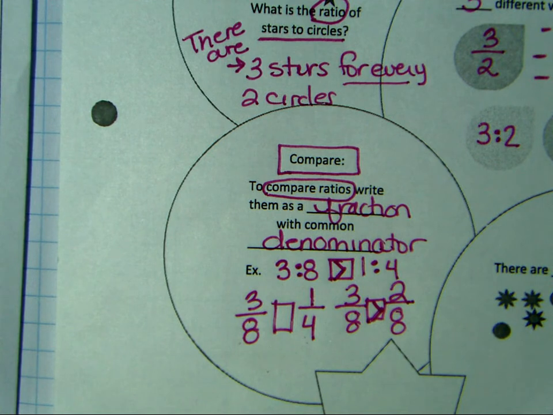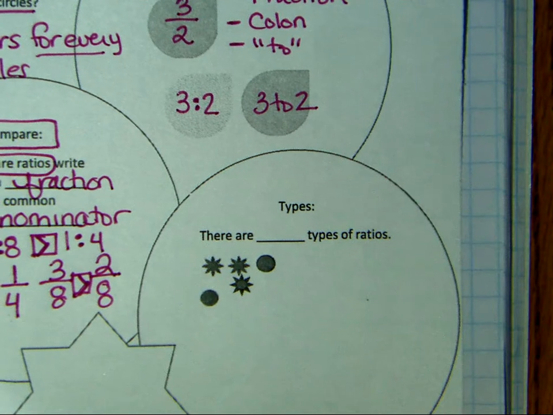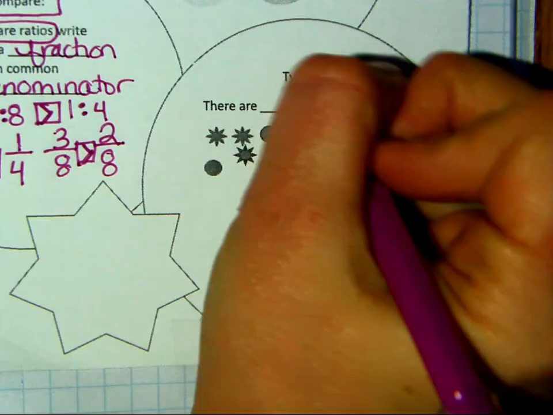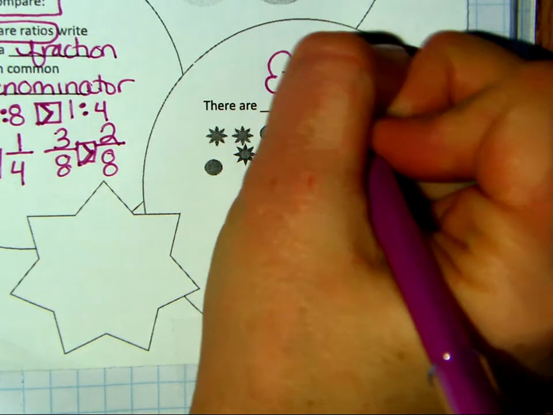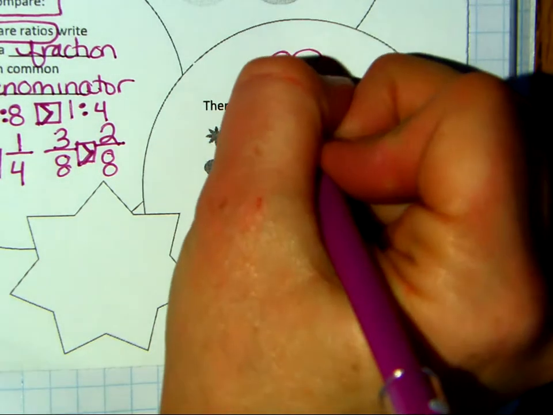All right. Final thing that we need to know about our ratios is that there are 3 types of ratios.